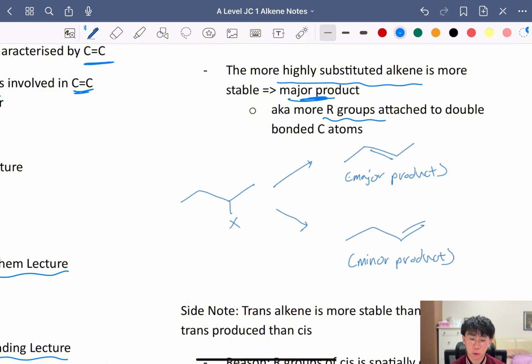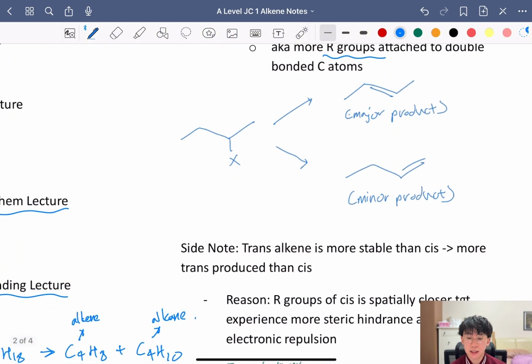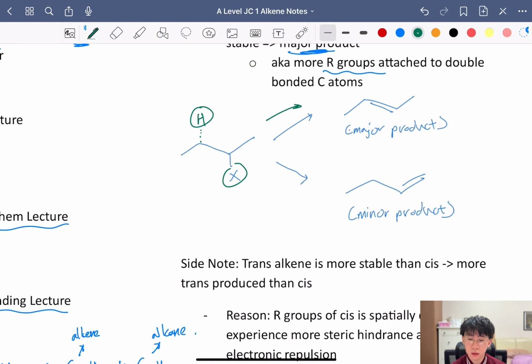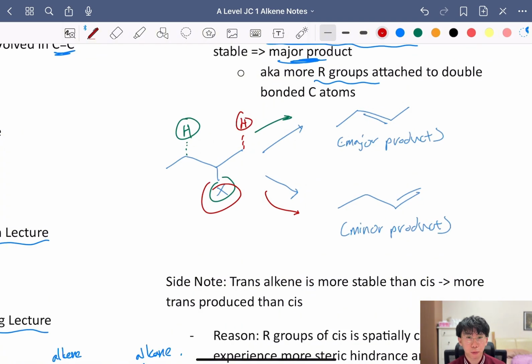So if you look at this example over here, you can see that there are two products that can be formed. Either you eliminate this H with X over here to form the product on the right, or you eliminate this H over here in red with the X to form the product at the bottom. So how do we predict which is the major and which is the minor product? The first step is to always draw the alkenes that are formed from the reaction. And then you can look at the alkenes, so the carbons involved in the C=C, and look at the number of R groups that are attached to these carbons.